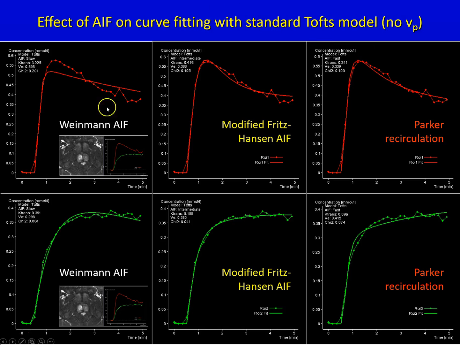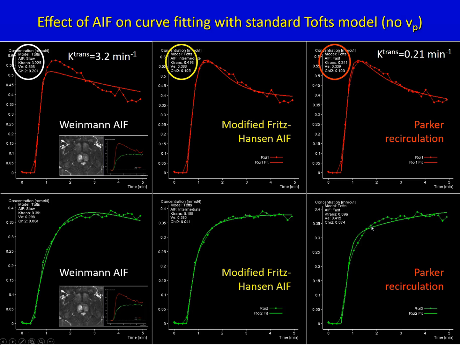So here, for example, is the same patient that we saw previously with the two different curves. If you use the Weinmann function, you can see that the fitting is not so good. The modified Fritz-Hansen gives you a good fit. The Parker recirculation function gives you the best fit. On the left-hand side, with this different shaped curve, we can see the Weinmann function is not bad. The modified Fritz-Hansen does very well, and the Parker recirculation gives a reasonable fit.